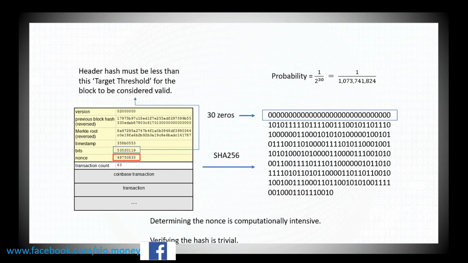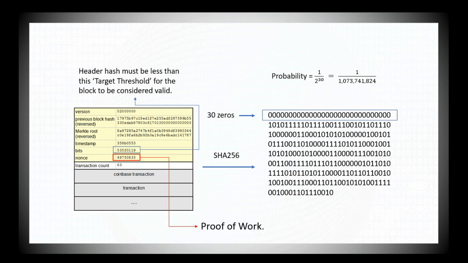So as you can see, determining the nonce is computationally intensive. Of course, once you find the nonce, verifying that it is the right number that gives you the desired hash output is very, very trivial and quick, and the rest of the network can validate that very, very quickly. This nonce is also sometimes referred to as a proof of work. The fact that you have a nonce proves that you have gone through a computational process to find it.